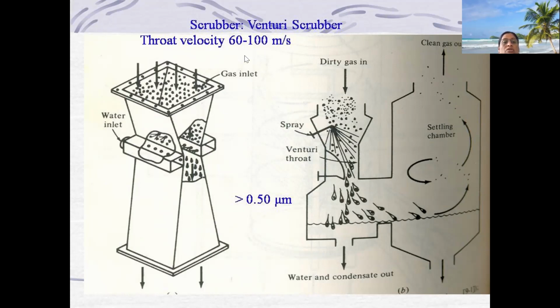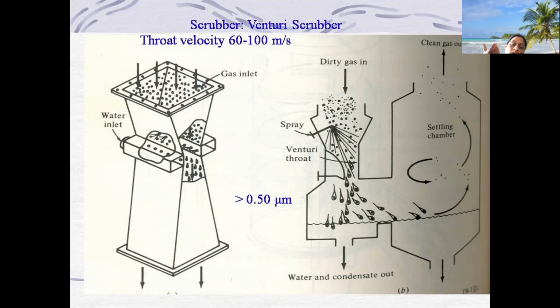Throat velocity, we are maintaining around 60 to 100 meter per second. So this much high velocity will be generated in this particular throat or neck, whereas here it will be less velocity as compared to this portion. And these two boxes are provided to sprinkle the scrubbing liquid with pressure. Because of that, a huge amount of pollutants are getting converted into liquid, and it is scrubbed, and that scrubbed liquid you can collect at the bottom. And the efficiency of this Venturi scrubber is that particles greater than 0.5 micron can be removed.